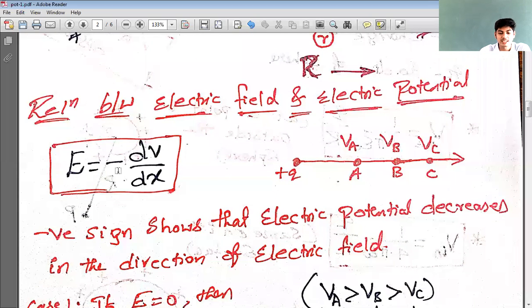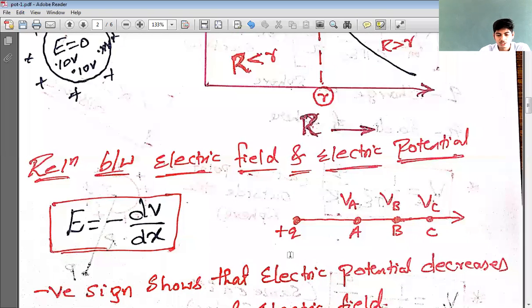You must remember what the negative sign signifies. The negative sign shows that electric potential decreases in the direction of the electric field. Due to a positive charge, the electric field is radially outward. This arrow mark represents the direction of the electric field. The minus sign here represents that electric potential decreases in the direction of the electric field.